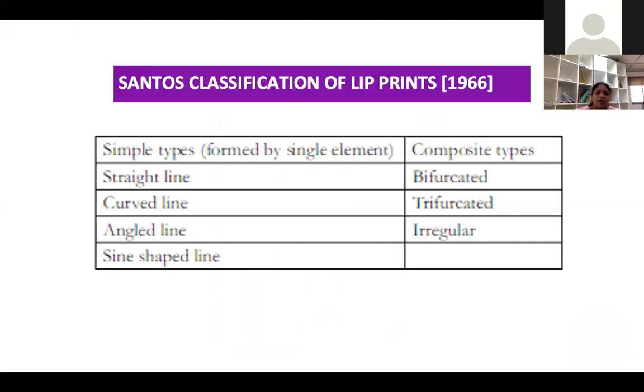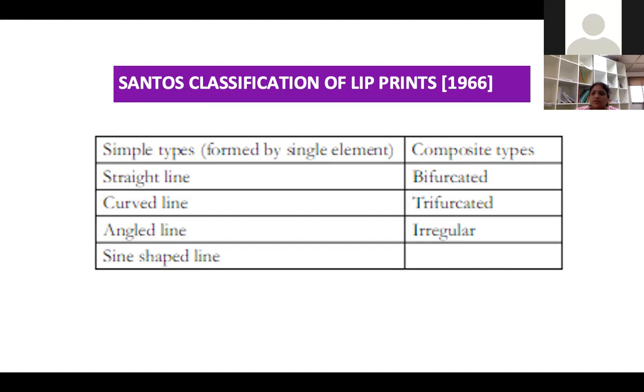The classification devised by Santos in the year 1966 had only two classes. He classified lip prints as simple type and composite type. Simple type is further classified as straight line, curved line, angled line, and sine-shaped line based on the appearance. The composite are those which don't have only a groove, but also have a fork, depending upon the morphological appearance of the fork, whether it is bifurcated, trifurcated, or irregular.